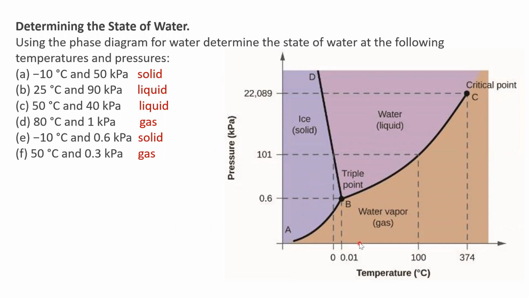Okay, 25 degrees Celsius is along here, 90 kilopascals is up along here, so we're looking at a liquid. 50 degrees Celsius and 40 kilopascals, okay, we're looking at a liquid, again, a little bit hard for us to tell where that is, but pretty close. 80 degrees Celsius and 1 kilopascal makes it a gas. Negative 10 and 0.6 makes it a solid. 50 and 0.3 makes it a gas. Good enough?